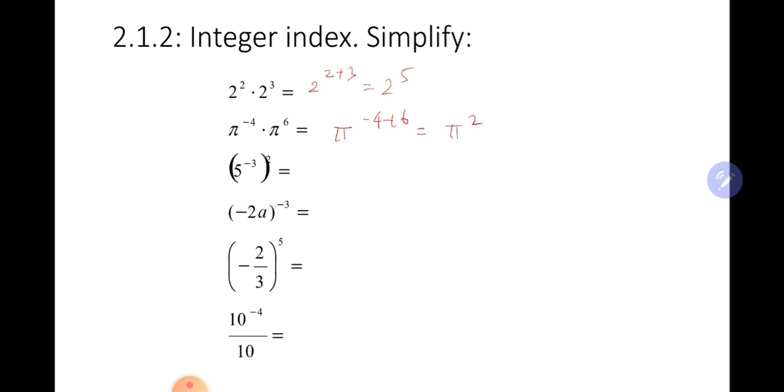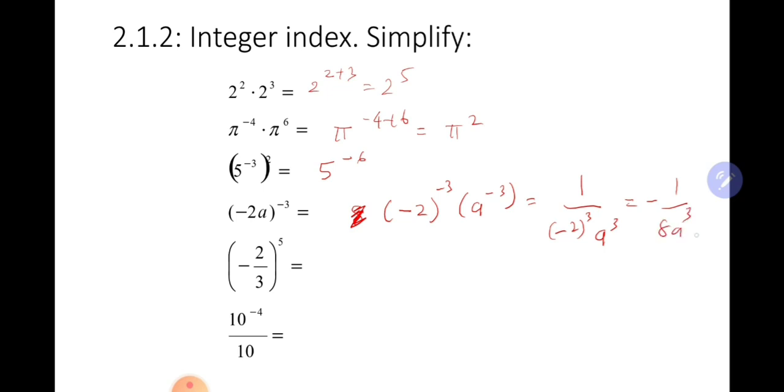Then you have 5 power negative 3, all power 2. You get 5 power negative 6, you just multiply negative 3 by 2. If you have negative 2a power negative 3, rewrite this by splitting them up: negative 2 power negative 3 times a power negative 3. You get 1 over negative 2 power 3 a power 3, so you get negative 1 over 8a power 3. Now we have negative 2 over 3 power 4, which we can rewrite as negative 2 power 5 over 3 power 5. On the numerator, you get negative 32 over 243.